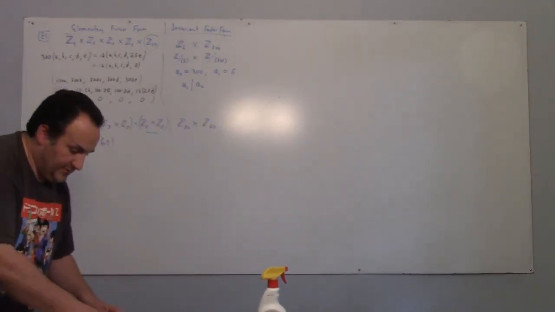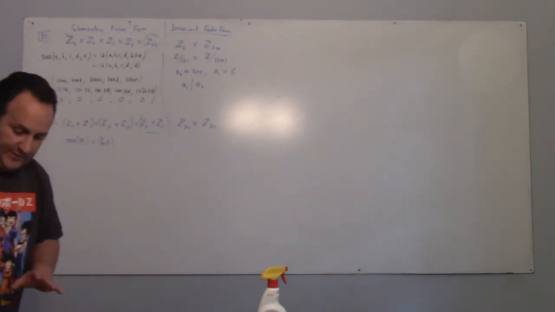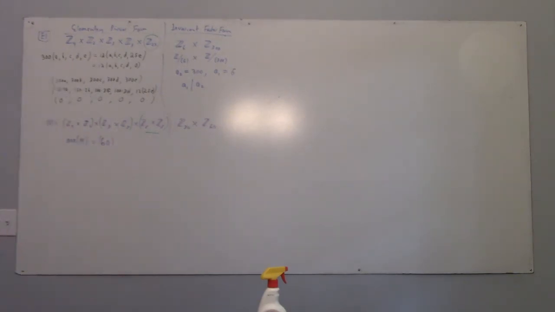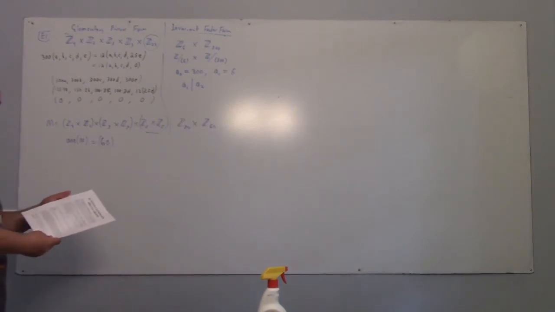So there are two different paths we can go down right now. I think what we're going to do is look at this. This is chapter 10 from an unknown book.